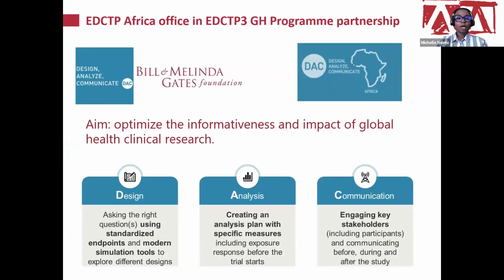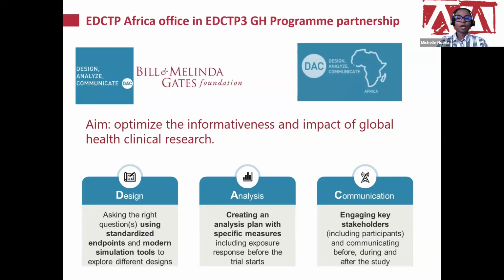Now, as a funder, we have the responsibility to ensure that the trials that we fund are of high quality and are likely to be informative so that we can maximize our return on investment. And in so doing, the EDCTP Africa Office has partnered with DAC and DAC Africa. This is Design, Analyze, Communicate programs.